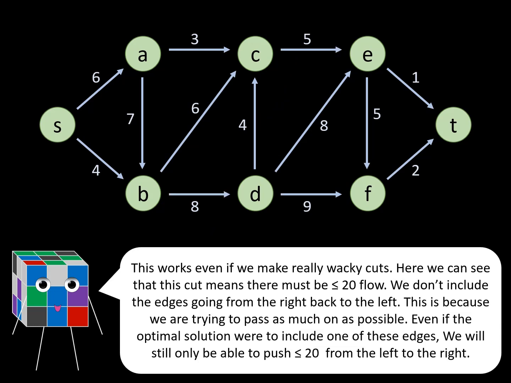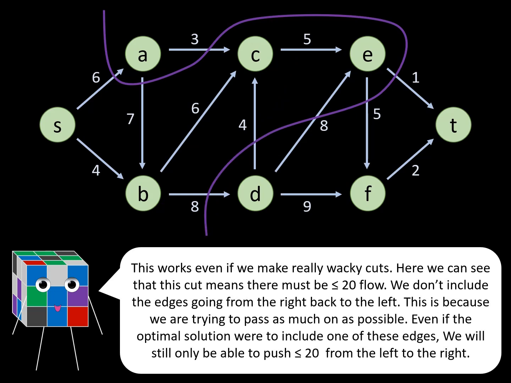This works even if we make really wacky cuts. Here we can see that this cut means there must be less than or equal to 20 flow. We don't include the edges going from the right back to the left. This is because we are trying to pass as much on as possible. Even if the optimal solution were to include one of these edges, we will still only be able to push less than or equal to 20 from the left to the right.